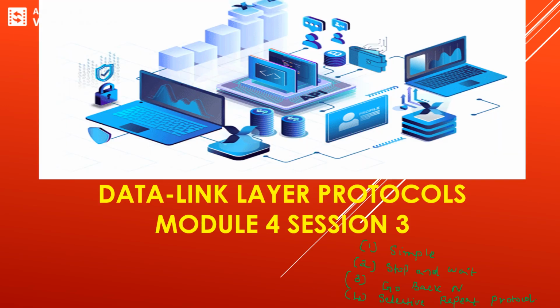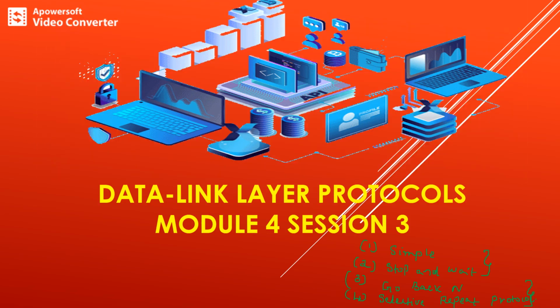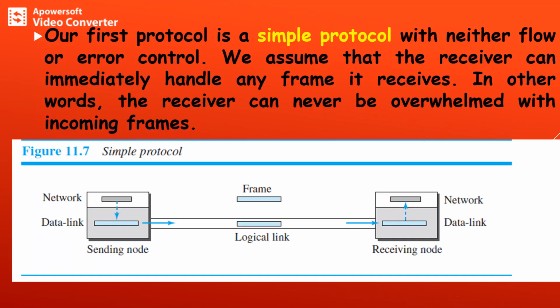layer. But the first 2 protocols, like simple protocol and stop and wait protocol, still are in use. But the other 2 protocols have already disappeared. So we'll see one by one, that means simple protocol and stop and wait protocol in the case of data link layer, and how we can achieve error control and flow control using those 2 protocols. First we'll consider simple protocol.